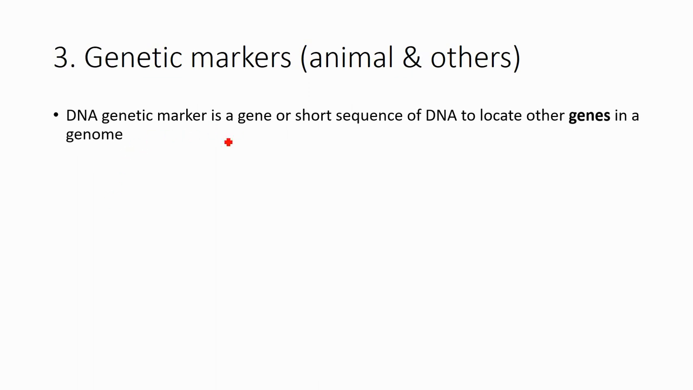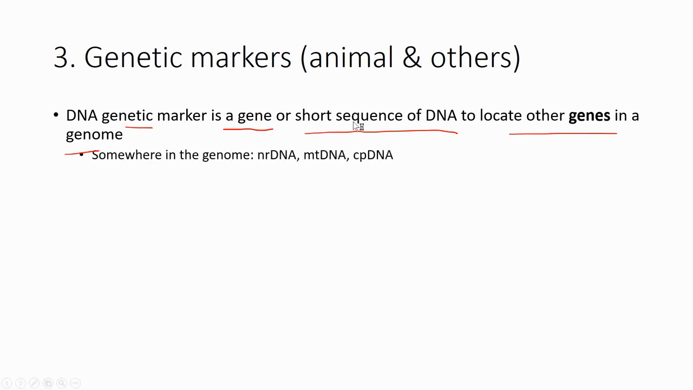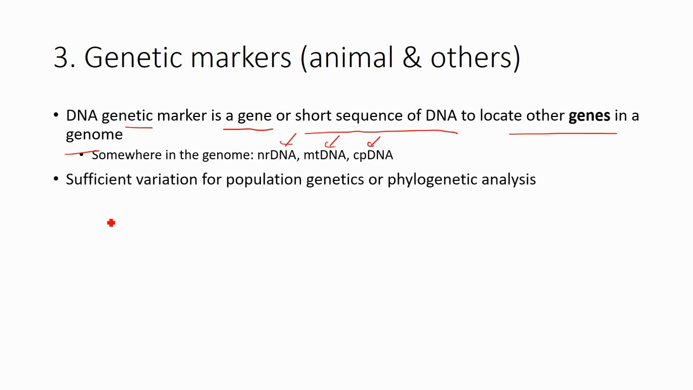So a DNA gene marker is a gene or short sequence of known DNA to locate other genes in the genome. Actually, this is your primer. It's a short one that helps you to locate other genes in the genome. The genome can be nuclear DNA, mitochondrial DNA, and/or chloroplast DNA.